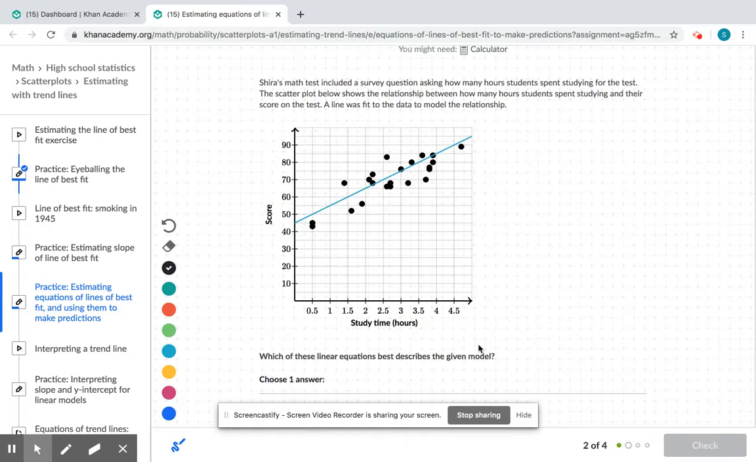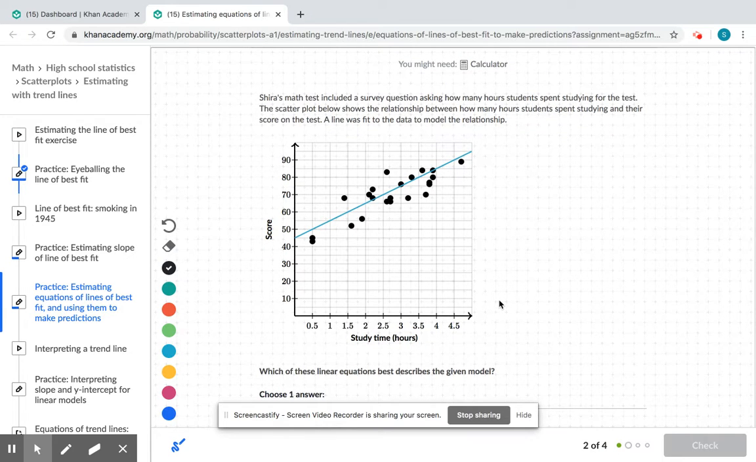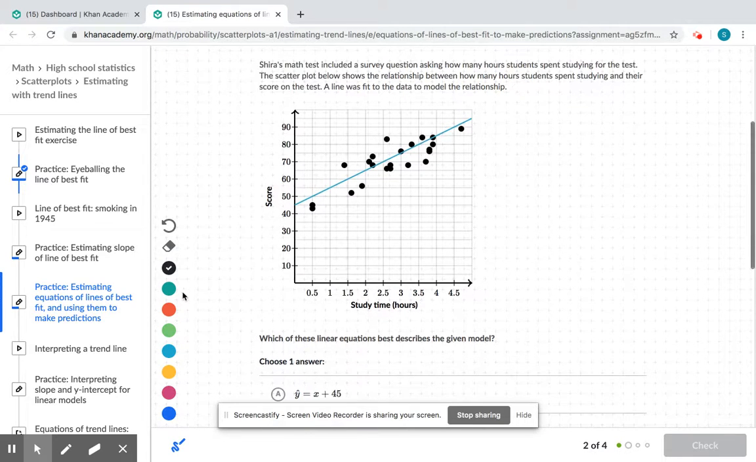So Shira's math test included a survey question asking how many hours students spent studying for a test. The scatter plot below shows the relationship between how many hours students spent studying and their scores on the test. A line of fit to the data models the relationship. Cool. So they're saying that the more time you study, the data is showing that your scores will increase. Here's x, y, and then the x.